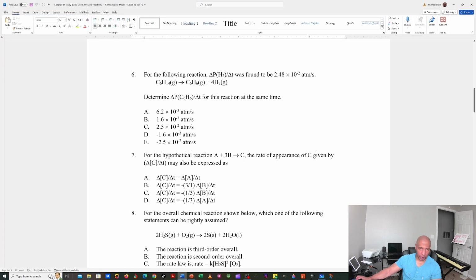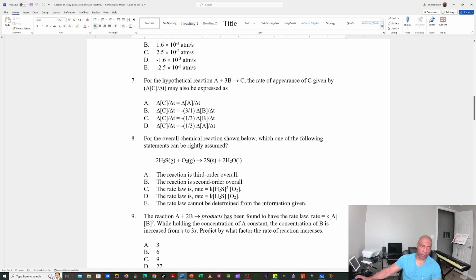All right. So let me go ahead and clear the canvas, and let's see what we got here. Number 7, for the hypothetical reaction, A plus 3B yields C. The rate of appearance of C given by the change in the concentration of C with respect to the change in time may also be expressed as, all right, so notice that C is a product, okay? And the stoichiometric coefficient is 1. So the change in the concentration of C with respect to the change in time is a conventional way of reporting the rate. So all I got to do is relate A and B to that.